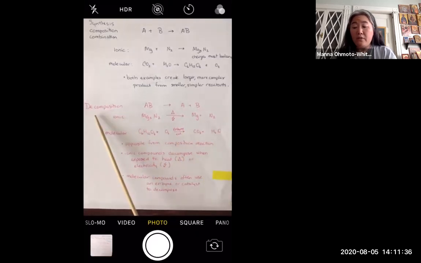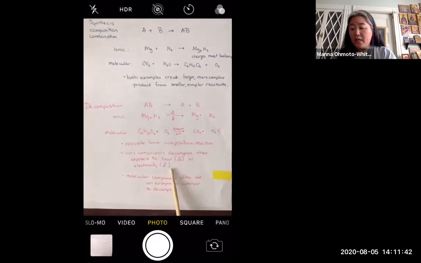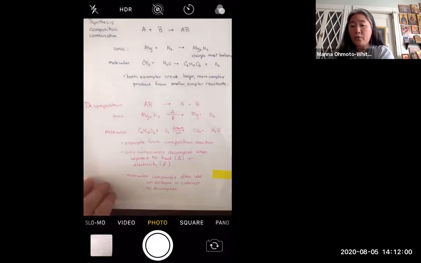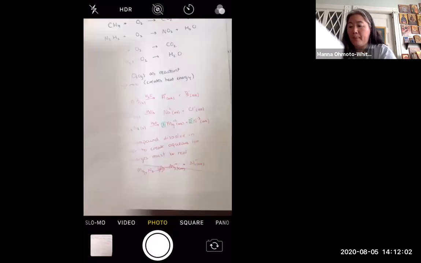So the point of a decomposition reaction is that it's the opposite from a composition reaction. Oftentimes ionic compounds need to be exposed to heat, which we show with a triangle, or electricity, which we show with the zapping sign. And molecular compounds, in order to decompose, often need an enzyme or a catalyst in order for that to happen. So those are the first 2 of the 6 reactions.